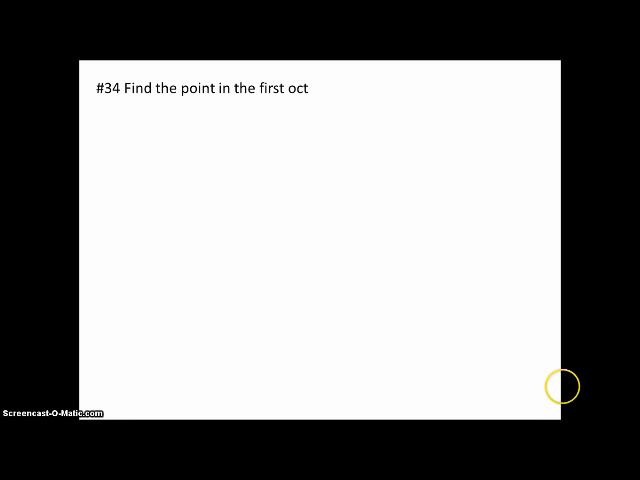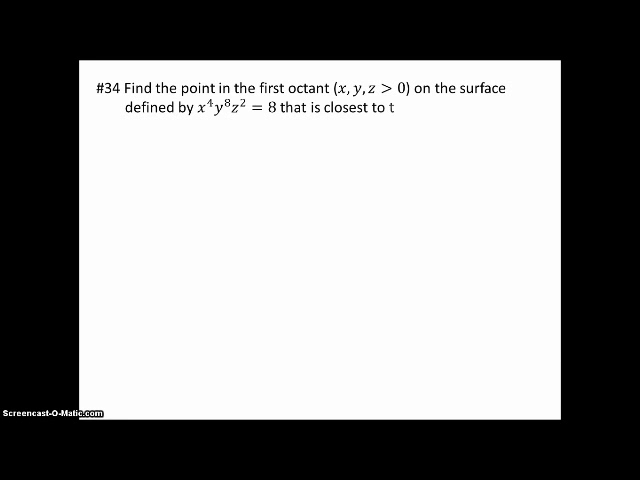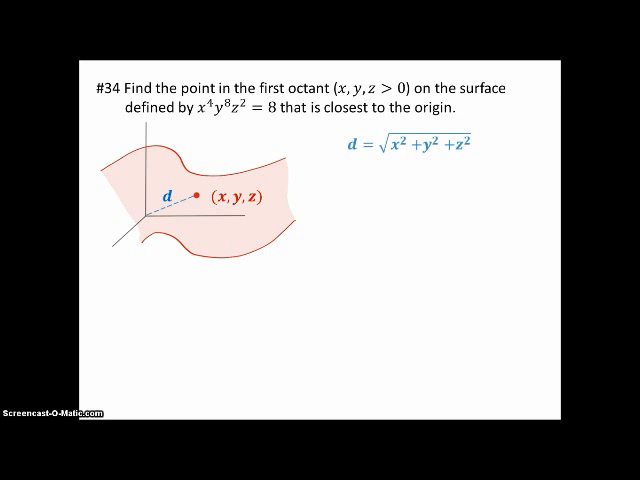Number 34. Find the point in the first octant on the surface defined by x⁴y⁸z² = 8 that is closest to the origin. So we don't really know what that surface looks like, so we'll just draw a generic surface. And we want to minimize the distance, the blue distance, from the origin to a point on the surface. So our distance, using the distance formula, would be the square root of x² + y² + z². And that's inconvenient in an optimization problem to have that big square root. So instead, we'll find the minimum square of the distance, and that will give us the same point.